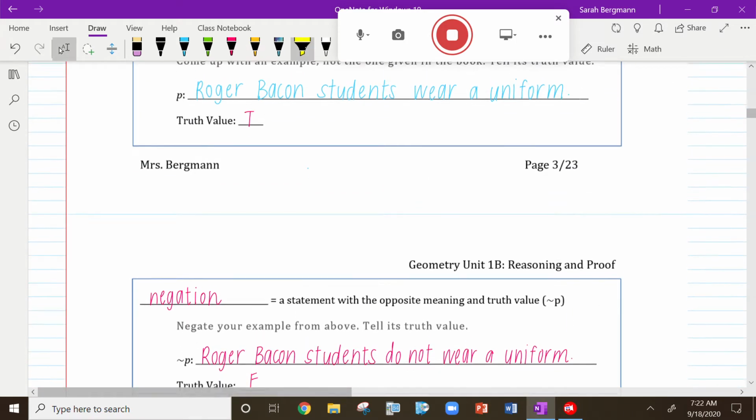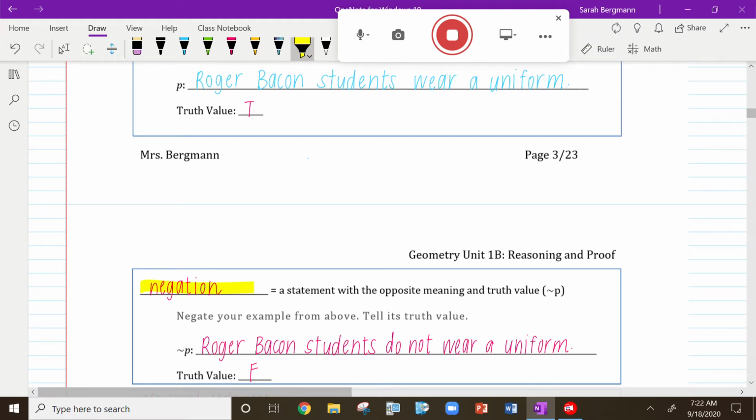Next, we have a negation. A negation is a statement with the opposite meaning and opposite truth value. So it's represented with this symbol, a little squiggle before whatever letter your statement is. This is read by saying not P. So if we want to negate a statement, we add the word not into it.